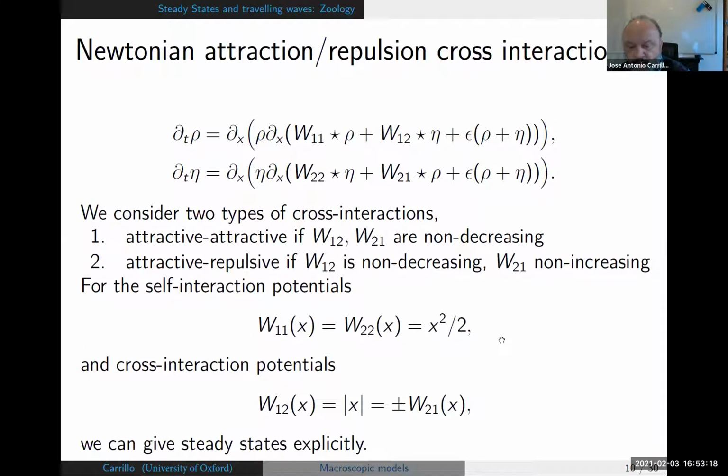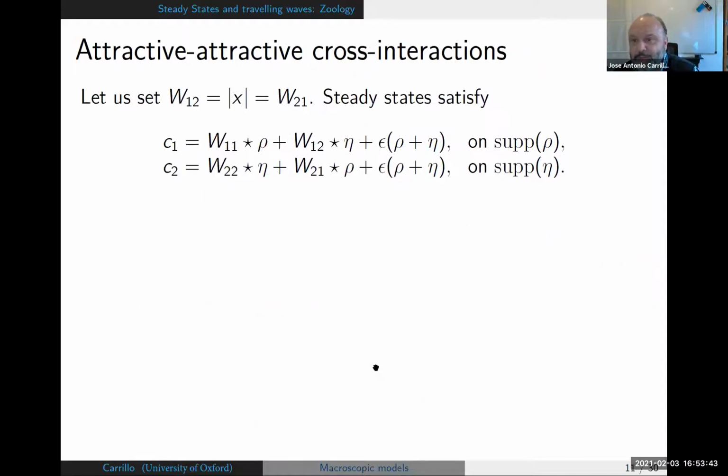So I'm going to take x squared for the interaction between the same species, and I'm going to take modulus of x in one dimension for the interaction between the two different species. And why modulus of x? Well, I just take modulus of x because in this particular case, modulus of x is the fundamental solution of the minus Laplacian in one dimension, and that simplifies certain computations.